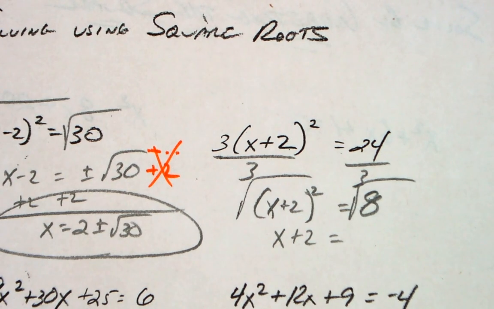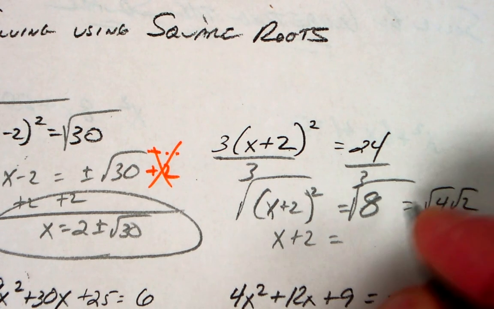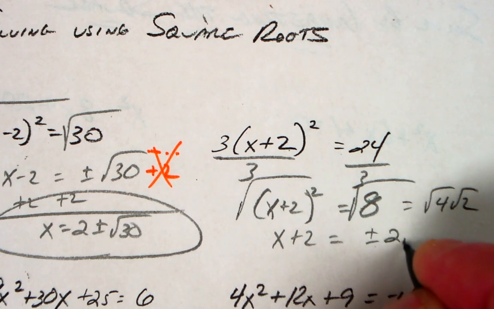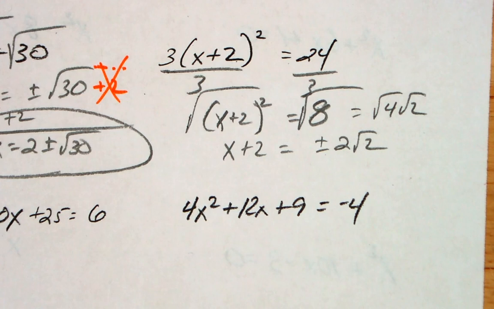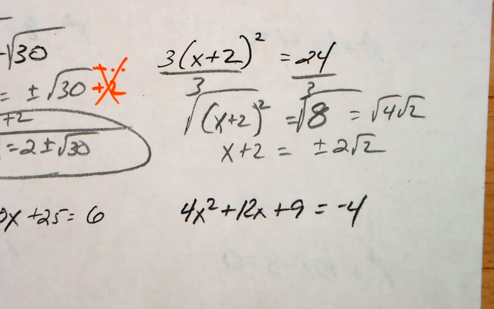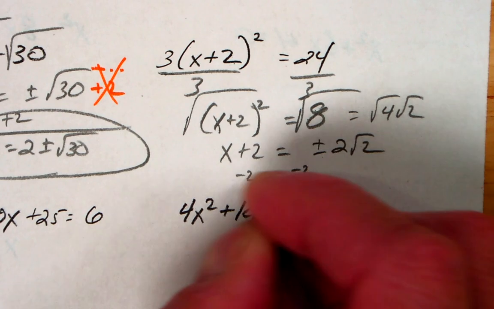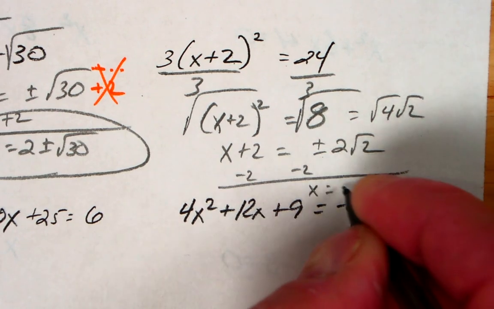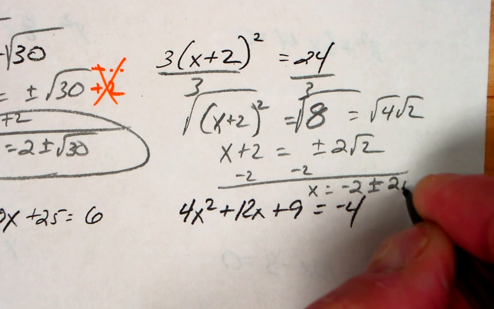And I have the square root of 8. Can square root of 8 be broken down? Does any perfect square go into 8? 4. So I get plus or minus 2 square roots of 2. Are we done yet? No. What do we have to do? Subtract 2, and we're going to put that out front real quick. X equals negative 2 plus or minus... I didn't give myself enough room.